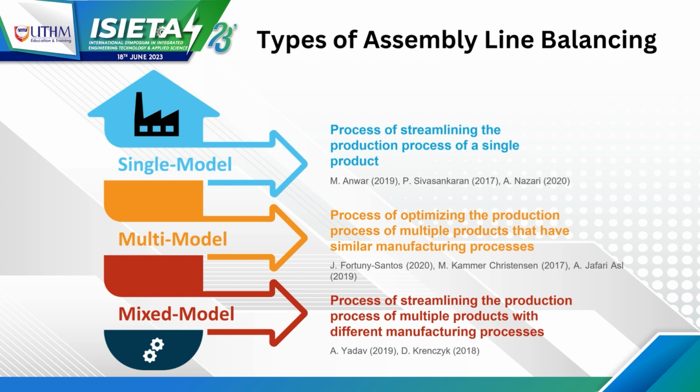Next is multi-model. Multi-model line balancing is the process of optimizing the production process of multiple products that have similar manufacturing processes. In this type of line balancing, multiple products are produced on the same assembly line. Next is mixed model. Mixed model line balancing is a process of streamlining the production process of multiple products with different manufacturing processes. This type of line balancing is a combination of single model and multi-model line balancing.